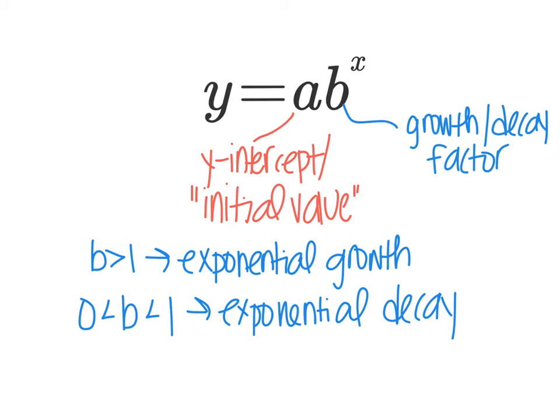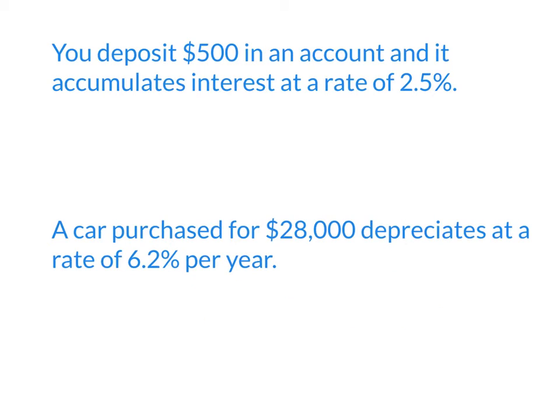So now let's look at a few examples. These are just kind of the most basic thing I can ask you to do. This is just a description of how a function is growing or decreasing exponentially. So this first example has to do with finances, which is a very popular application. It says you deposit $500. That means that's really like our initial value for this function. So that's going to give us our a.